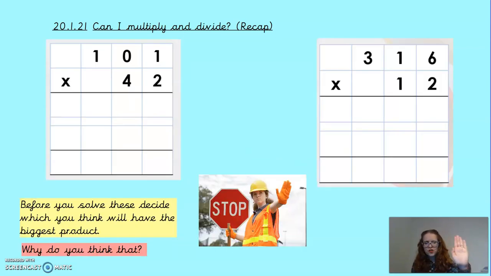Okay, stop! Big stop! Before you have a go at your own ones, I want you to decide which one of these questions you think is going to have the biggest product. And by product, I mean answer. So which of these has the biggest answer and why do you think that? Pause me here and then I will show you what the answers are and see whether your theory is correct or not. So you've got to decide which is going to be the biggest answer, and then you've got to solve the two calculations using the method we just did.